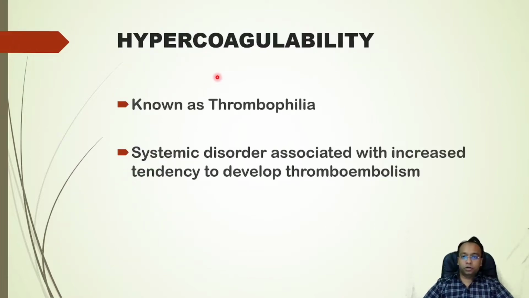All right. Third factor for the development of thrombosis is hypercoagulability. So, hypercoagulable state in our body is known by the name thrombophilia. It's a systemic disorder that is associated with increased tendency to develop thrombosis. In thrombophilia, our body has more tendency to form a clot, to form a thrombus in the blood.